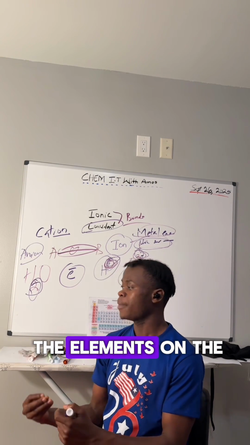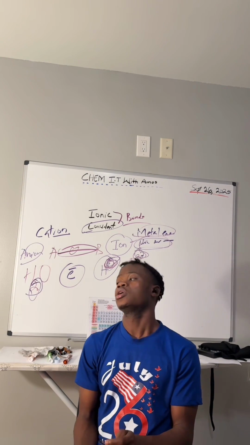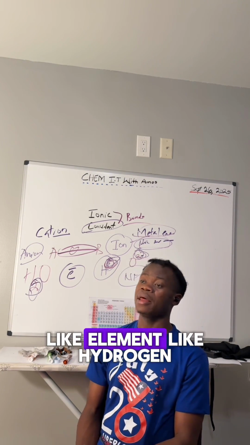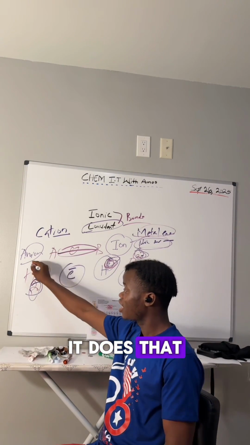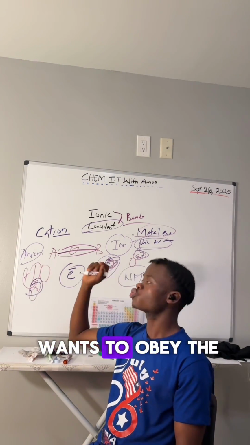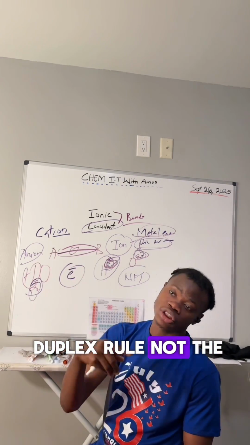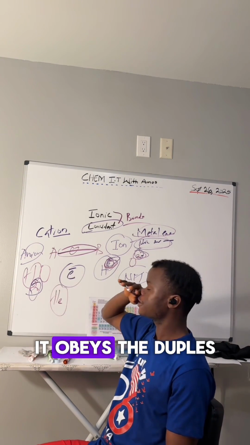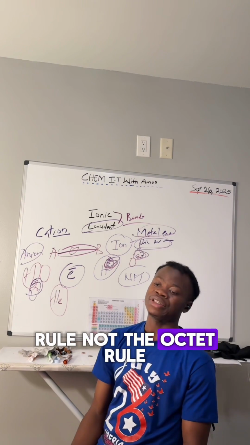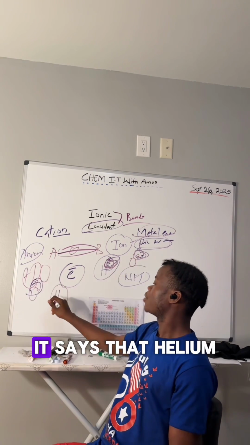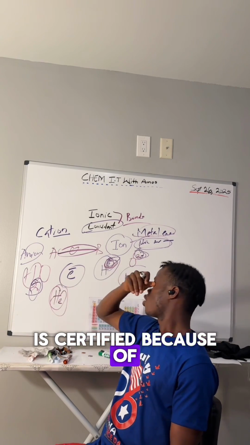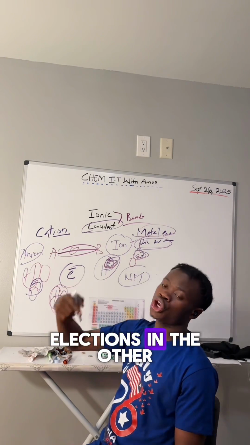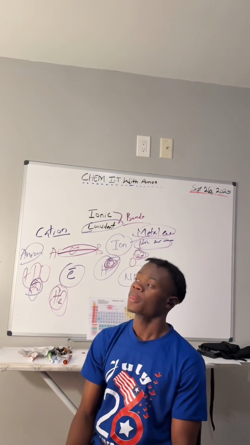So it's not always the elements on the periodic table that obey the octet rule only. Some of them do obey the duplex rule, like hydrogen. It wants to obey the duplex rule, not the octet rule. Elements like helium, number 2, obey the duplex rule, not the octet rule. That's why helium is stable, because it has 2 electrons in its outer shell. So I hope you understood that.